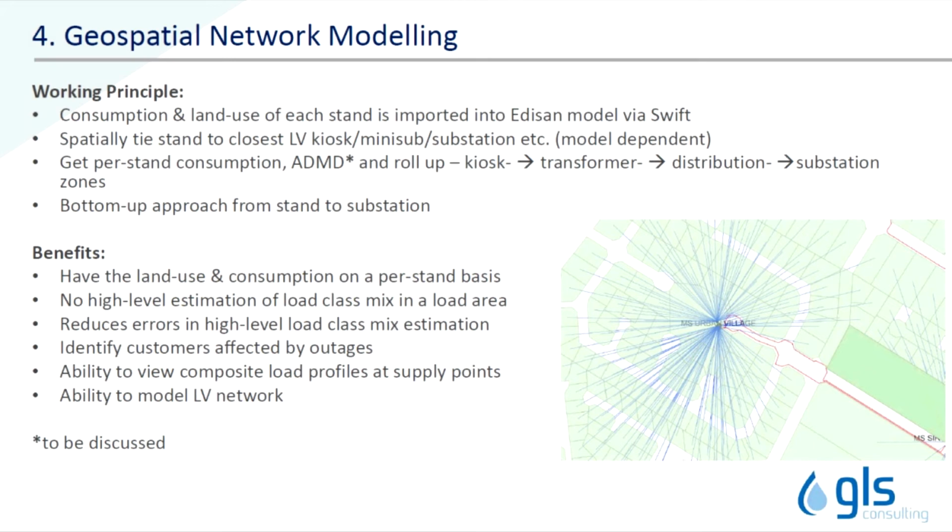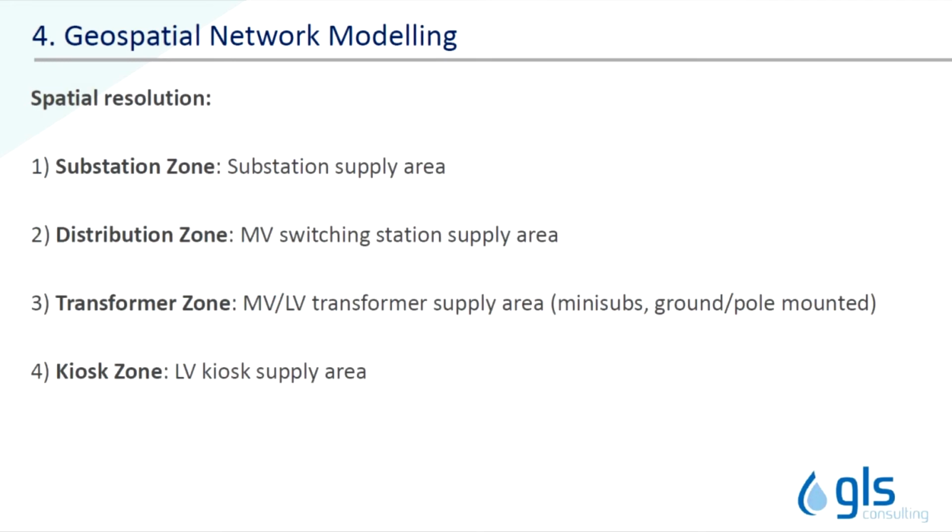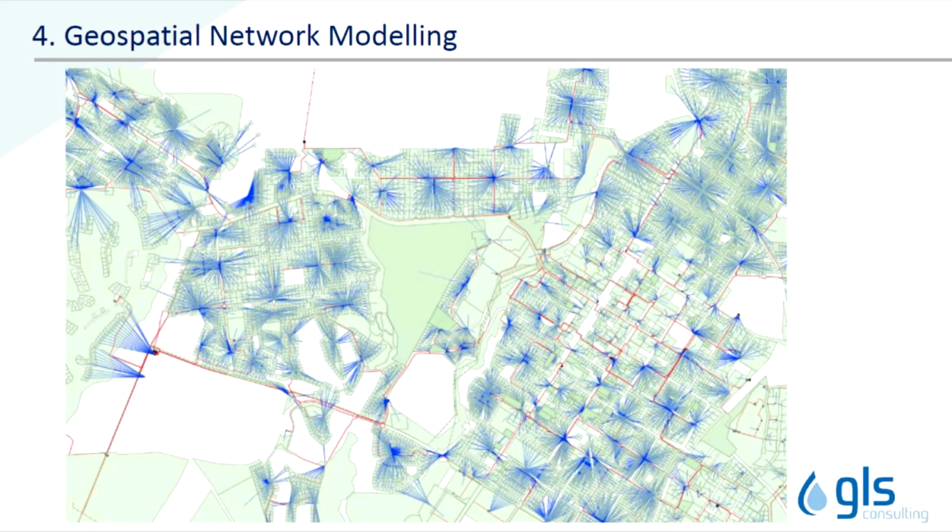So in terms of the spatial resolution, we distinguish between four different zones: the substation zone, which is the entire supply area of a particular substation; then the distribution zone, which is an MV switching station supply area; then a transformer zone, which is the supply zone of the MV/LV transformers, and that includes mini subs, ground and pole mounted transformers; and then ultimately kiosk zones, which is the supply area of a low voltage kiosk. So this is to show you a global network view of a particular client's network where the stands were cross-referenced to the closest MV/LV transformer or mini sub.